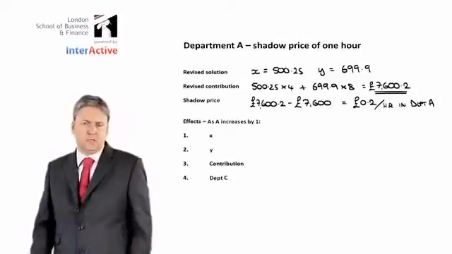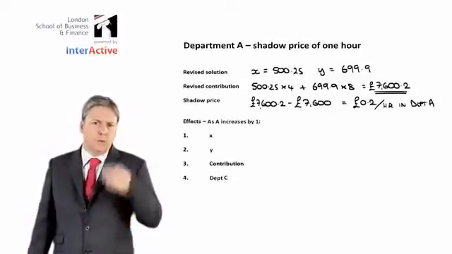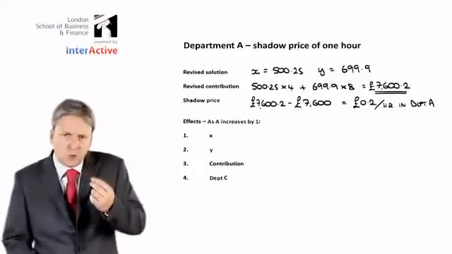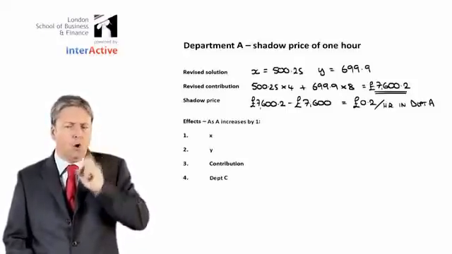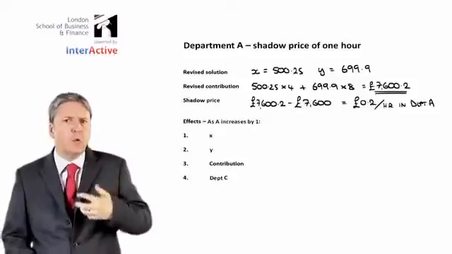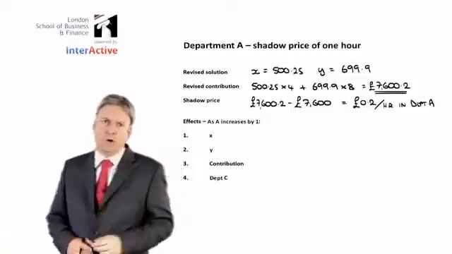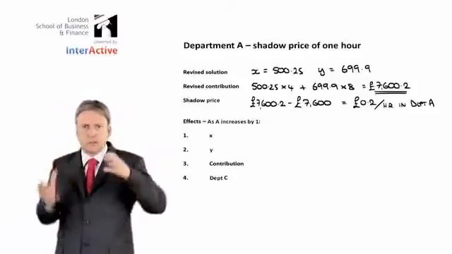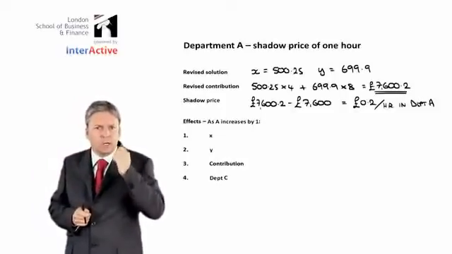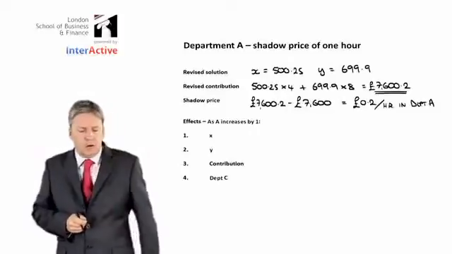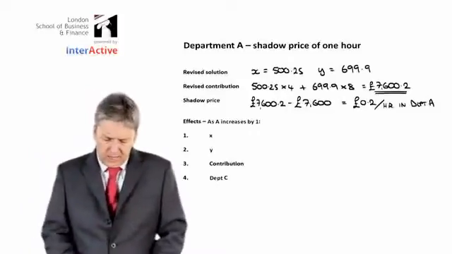Now, that's the basics of the shadow price. And remember, it is the additional contribution generated by having one extra hour, or, if you wish, it's the additional amount we are willing to pay for one extra hour. Two sides of the same coin. Additional contribution or additional amount we're willing to pay. Right. So, what are we saying?